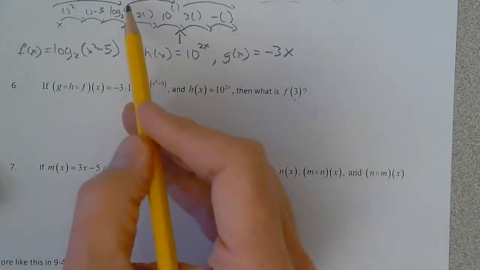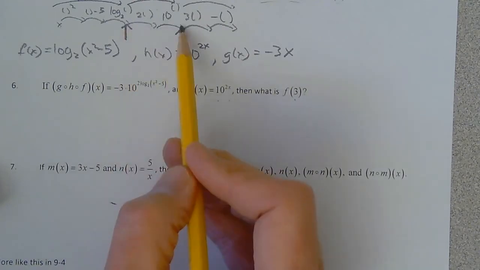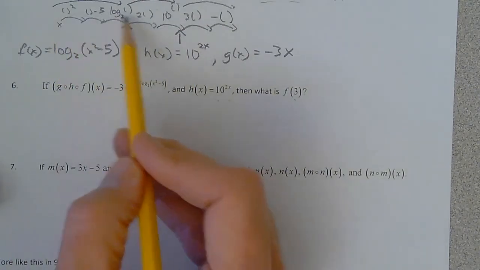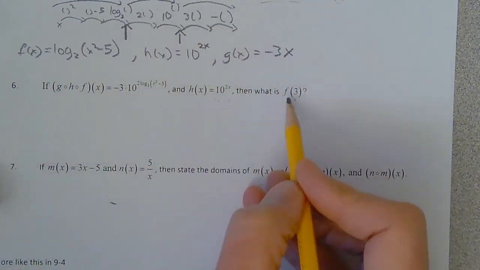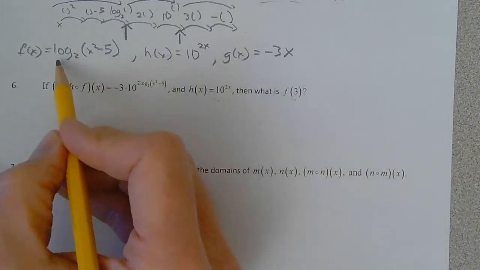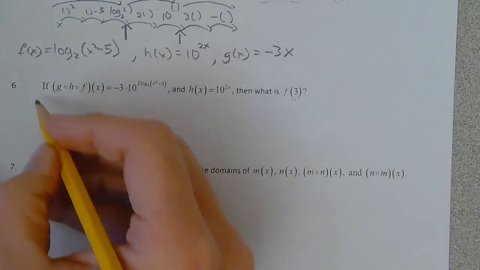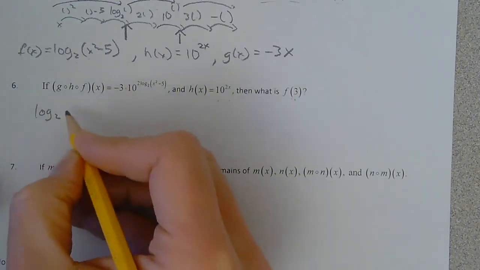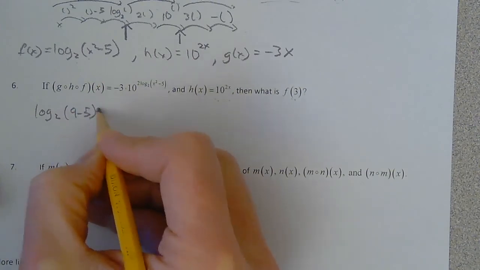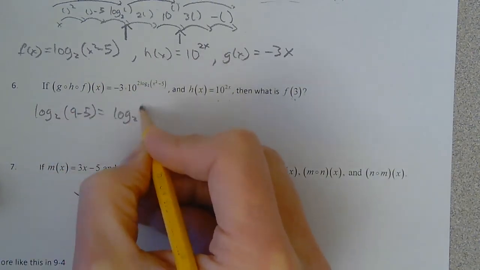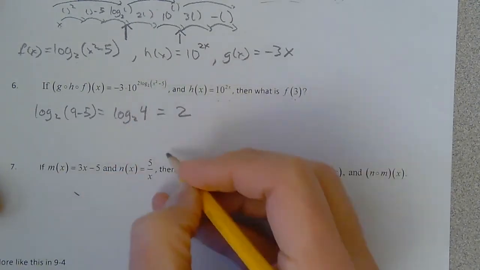Well, if we define what the middle one is as the 10 to the 2x, it has to be these two arrows, which means the 3 arrows before that have to be the f. The 2 arrows after it have to be the g. And so since I've established that f is log base 2 of x squared minus 5, this is going to be the log base 2 of 9 minus 5, which is a log base 2 of 4, but 4 is 2 squared, so this is just 2.